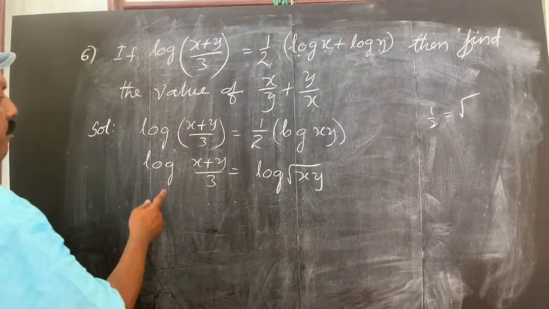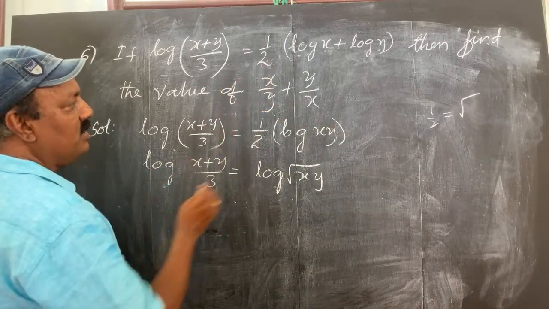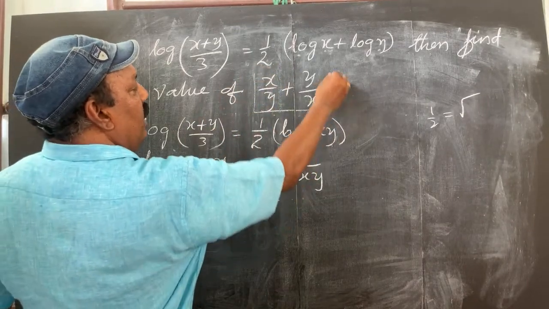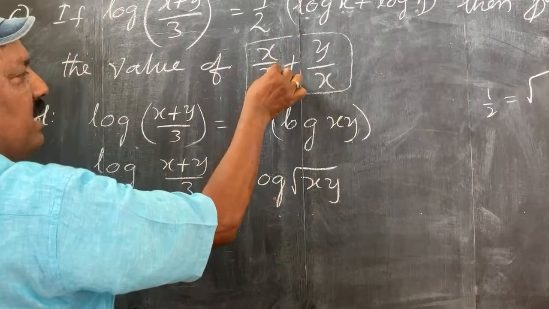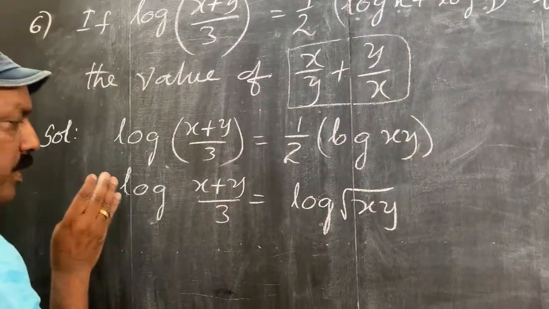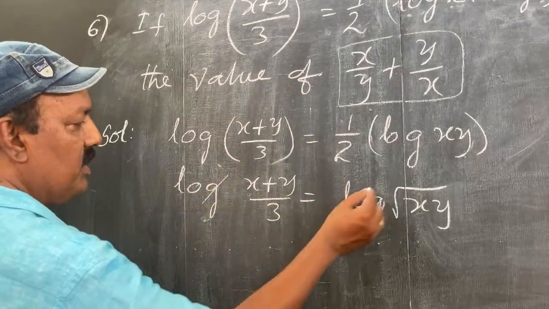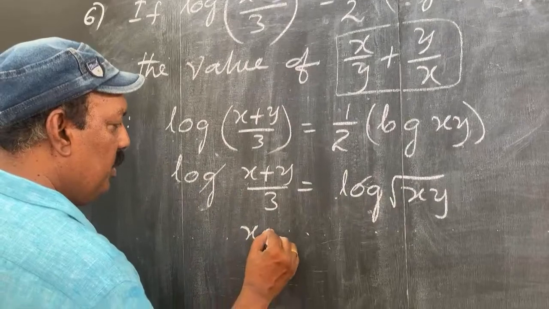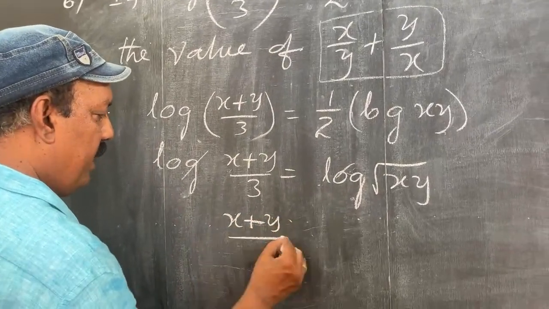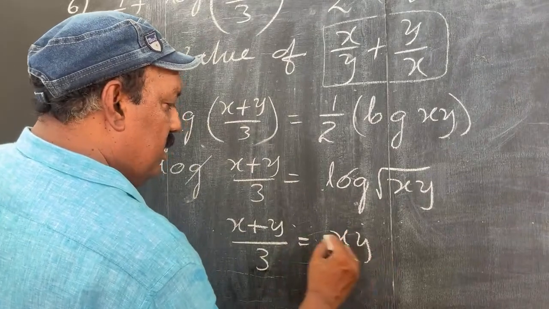Now in the previous sum, we added logs. Now we don't want the logs here. Why? Because we have to find the value of x by y plus y by x. That is the reason we must remove the logs. So now I am removing the logs here. What I am going to get is (x plus y) by 3 is equal to under root xy.